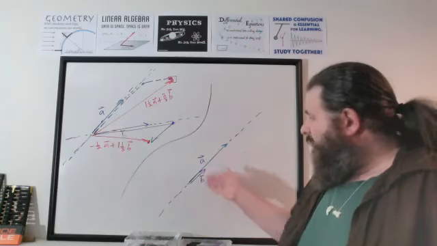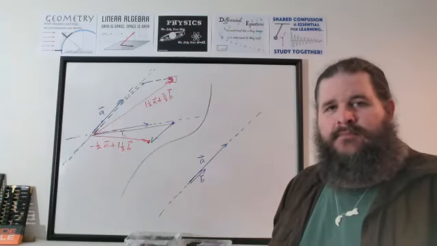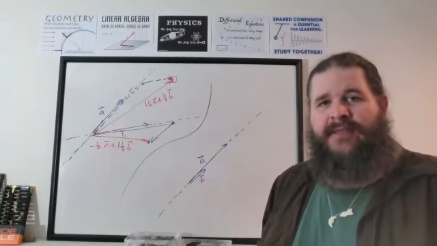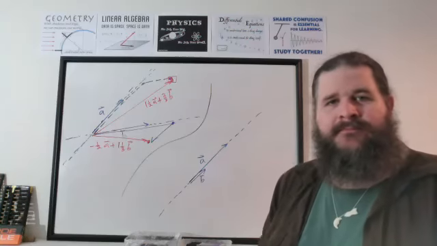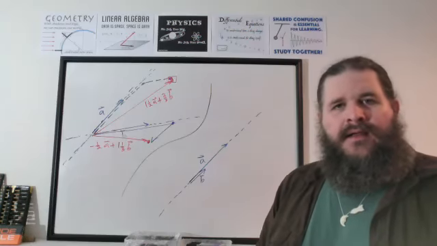But here we would say A and B are linearly dependent. B is just duplicating information that we already got from A. So we don't really need both of them. Any other questions on that?